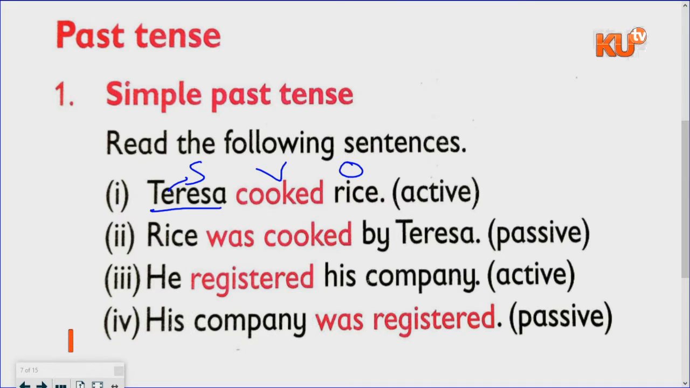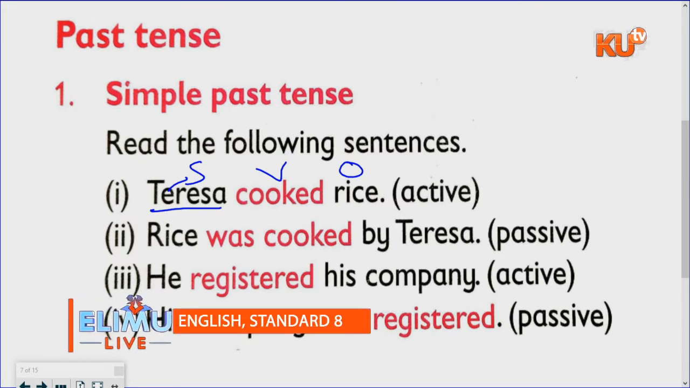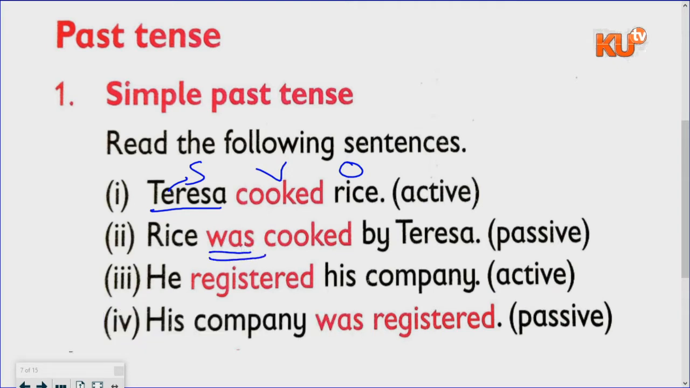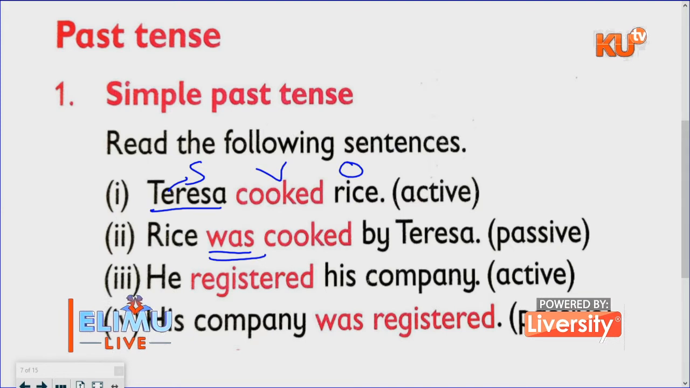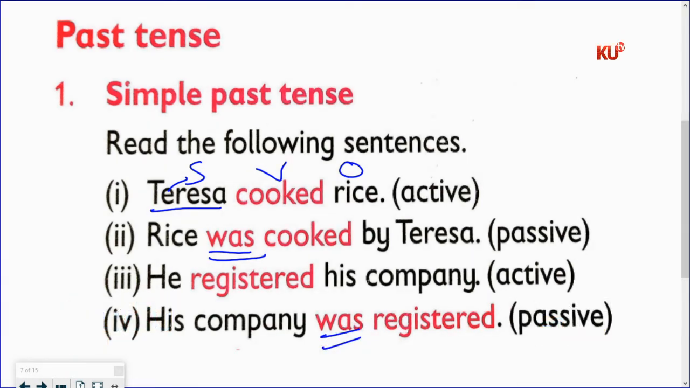So let's look at how that sentence changes. Rice was cooked by Teresa. Simple past tense: Teresa cooked rice. Rice was cooked by Teresa. So you use was when changing simple past tense into passive voice. He registered his company. It is in simple past. His company was registered. The use of was helps you to change from active voice to passive voice well.